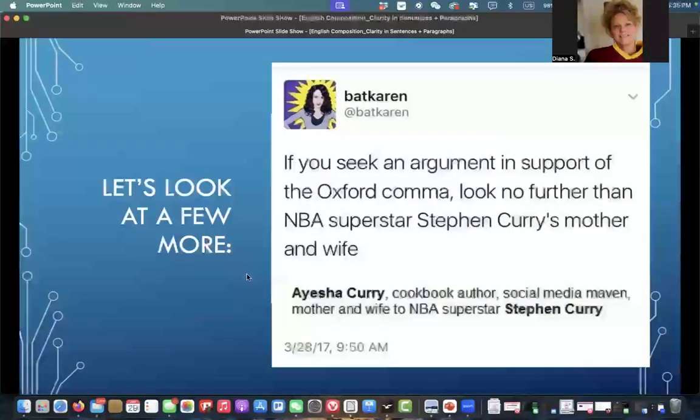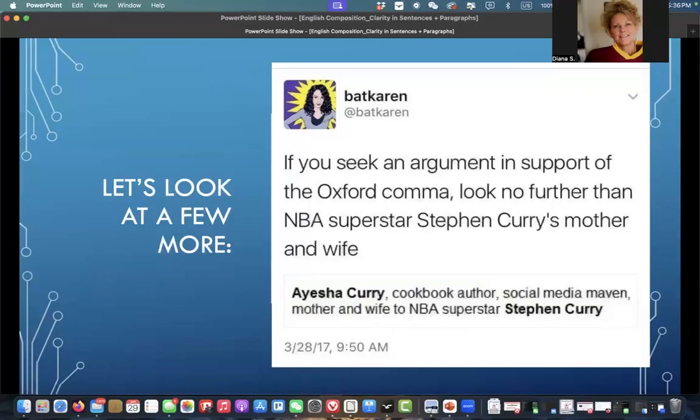So let's look at a few more examples of what happens when you don't use commas. How does that affect clarity? Well, there's this screenshot about how someone wrote that Ayesha Curry is both the mother and the wife to NBA superstar Stephen Curry. Commas are used to list things and also to mark off dependent clauses. And you need those for clarity to understand what is going on.